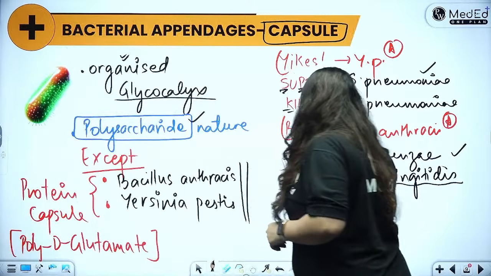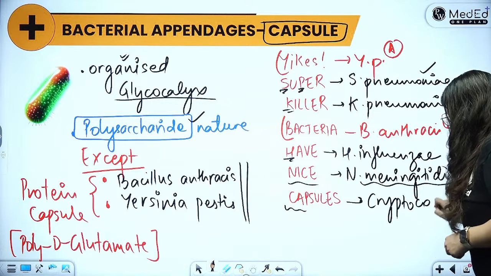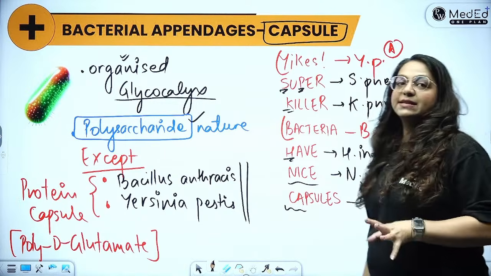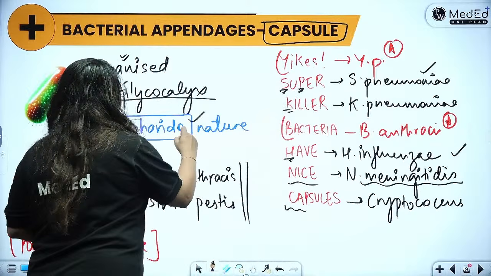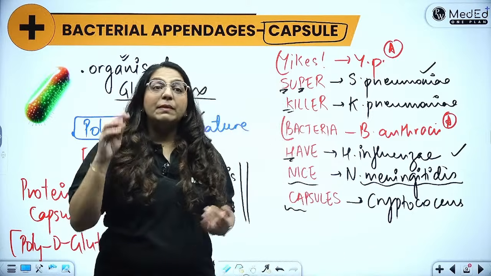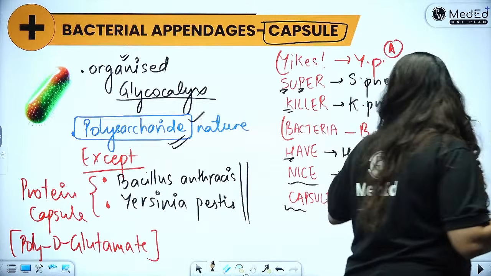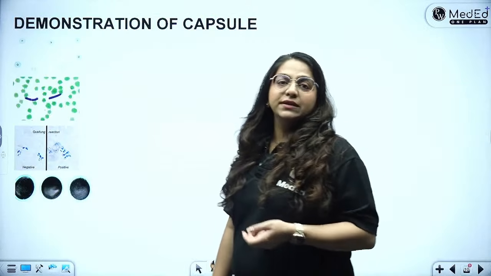Then the capsulated fungus is Cryptococcus. The only and only fungus that you need to know which has a capsule is Cryptococcus. Cryptococcus capsule is also made up of polysaccharide, not just bacterial capsules. So, now you can easily remember the names of the bacteria and the nature of the capsule. Now, you have to demonstrate the capsule in the laboratory.